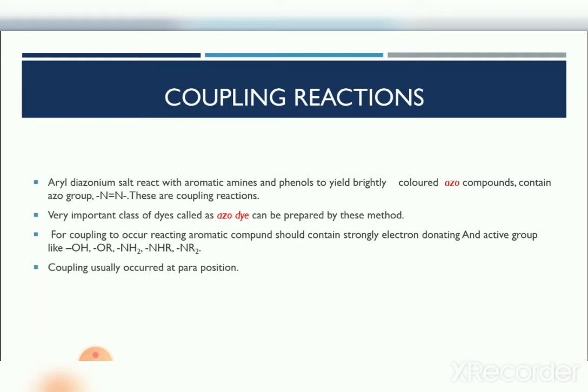For coupling to occur, the reacting aromatic compound must contain a strongly electron donating and activating group like OH, OR, NH2, NHR, NR2, etc. So an aromatic compound, to undergo this coupling reaction, must contain a highly electron donating and activating group like OH, OR, NH2, NHR or NR2. The presence of such an activating group is important for the coupling reaction.